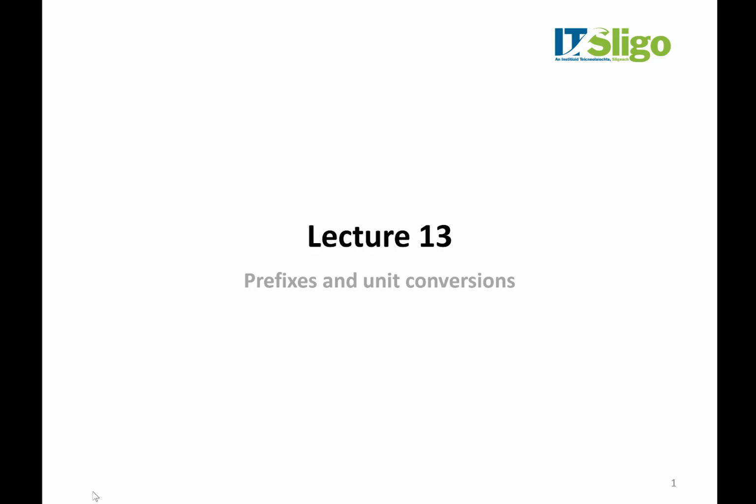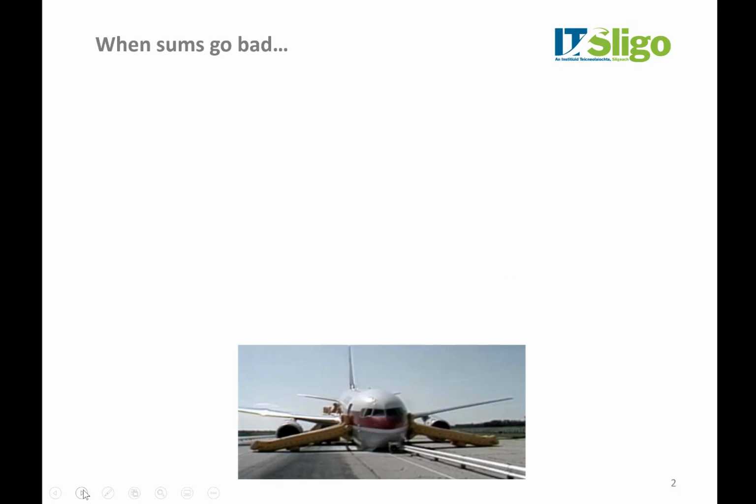Okay, folks, welcome to lecture 13, the first lecture on units, and we'll be looking at working with prefixes and then simple and multi-step unit conversions. So we'll just take a look at when sums go bad.